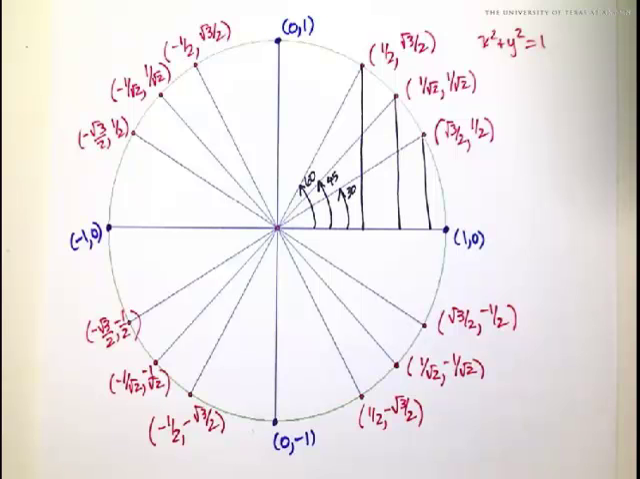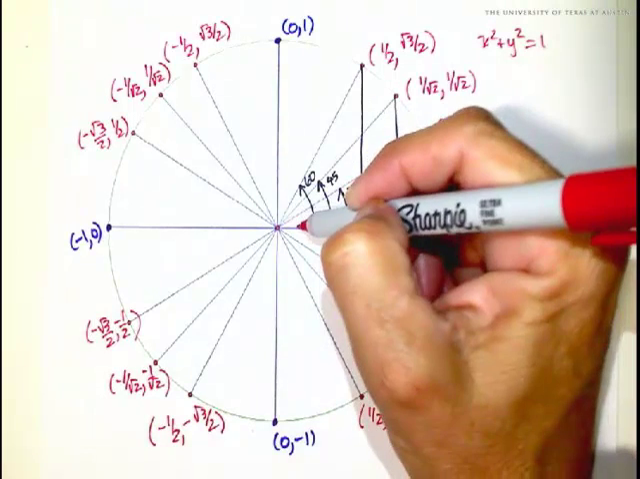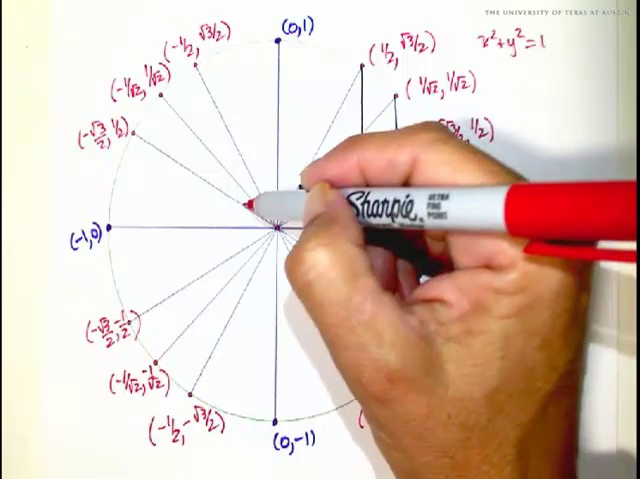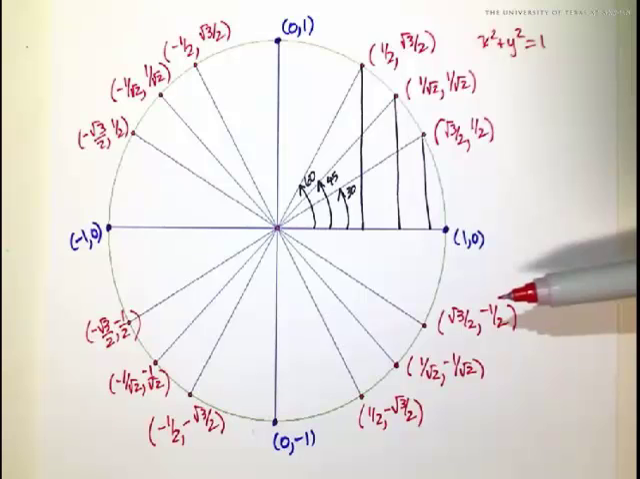Now, your job still remaining is to figure out what angle each of these lines represents, so that we can interpret this unit circle even further. But that will be for another time.